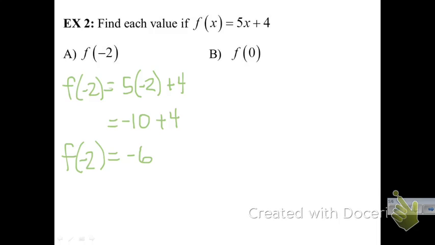And what that means is if we put negative 2 into the function, we get negative 6 out of the function. And we can write this answer either like this, which is how I'll have you do it, or you can write it as an ordered pair, saying if you put negative 2 in, you get a negative 6 out.